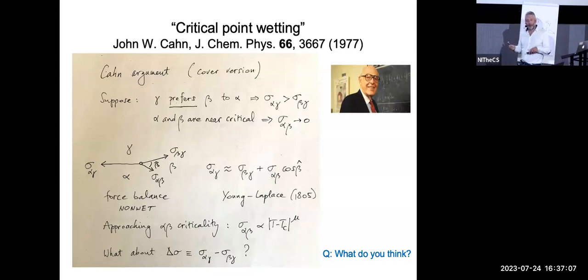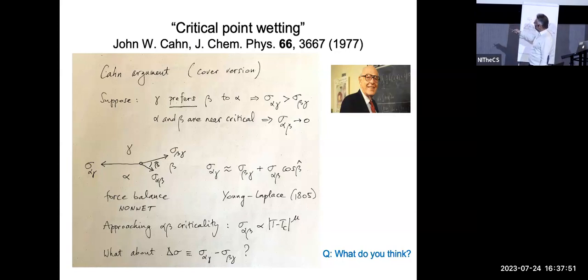So here is the real space picture where you see the interfaces, as if there were forces pulling on the contact line. Larger force here, a somewhat smaller force here, and a very small force here. Under these circumstances that I've sketched, the gamma dihedral angle is almost 180 degrees already. And so we can approximate the balance of forces by this equation, which is called the Young-Laplace equation of 1805. It says that the larger interfacial tension equals the somewhat smaller one plus the very small one times the cosine of the dihedral angle beta.